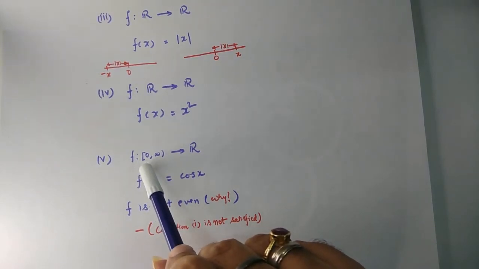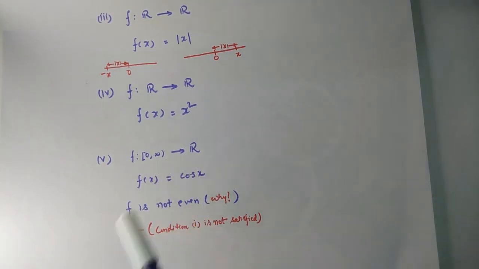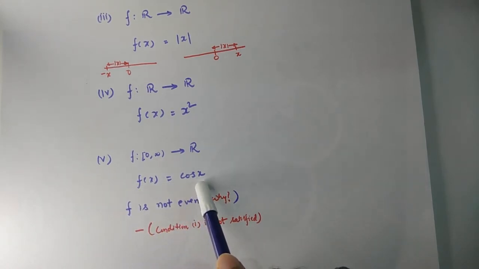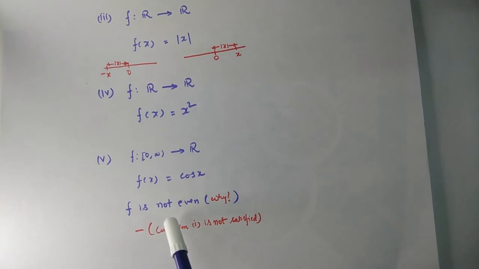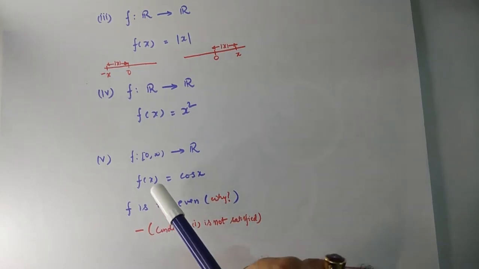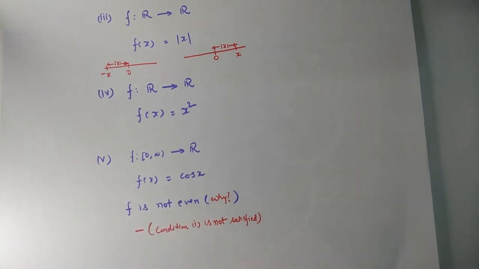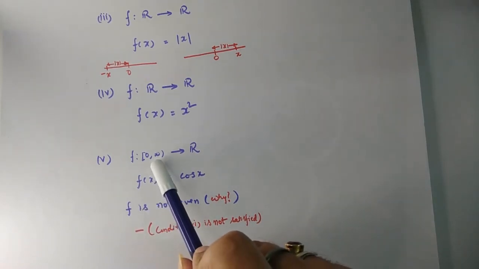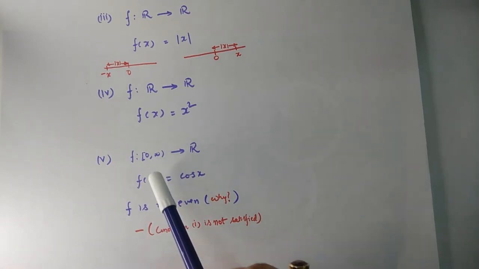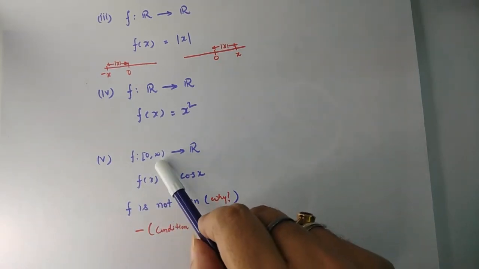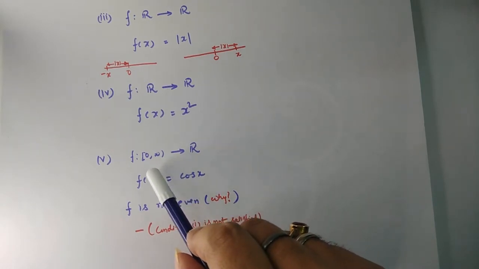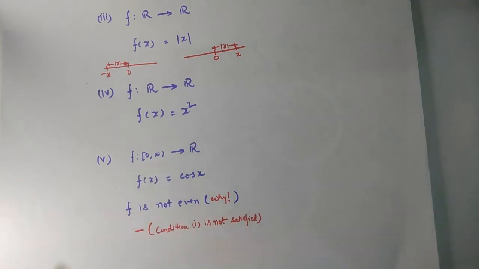Consider this function f from the semi-closed interval 0, infinity to R such that f of x is equal to cos x. Now this function is not even, despite the correspondence rule being that of the cosine. Why is that? This is because the first condition for a function to be even is not met, because corresponding to a point say 1 in the domain, the point minus 1 does not lie in the domain, because we have restricted the domain to be the set of all non-negative real numbers. Therefore, the first condition is not met, and hence this function is not an even function.